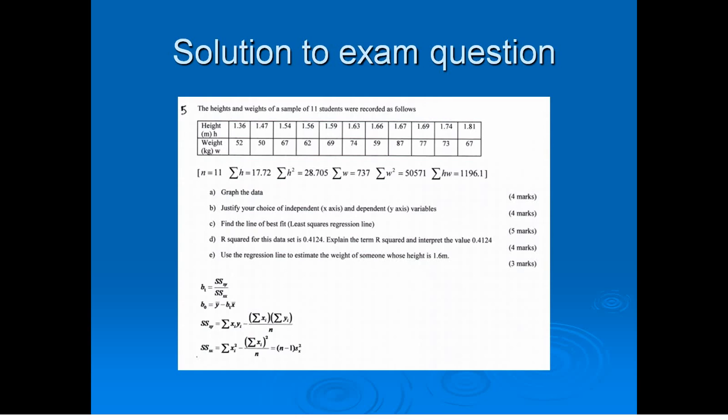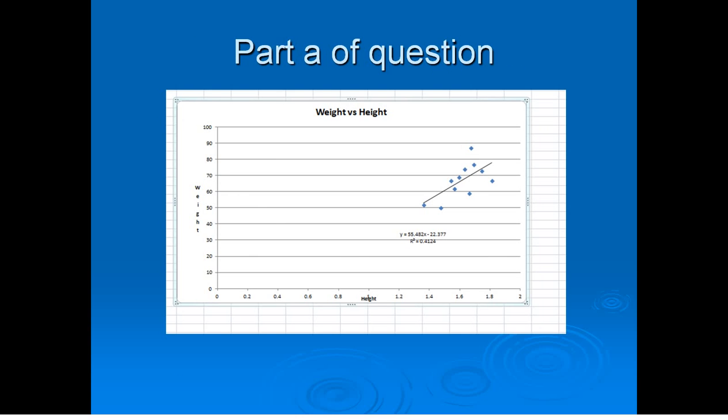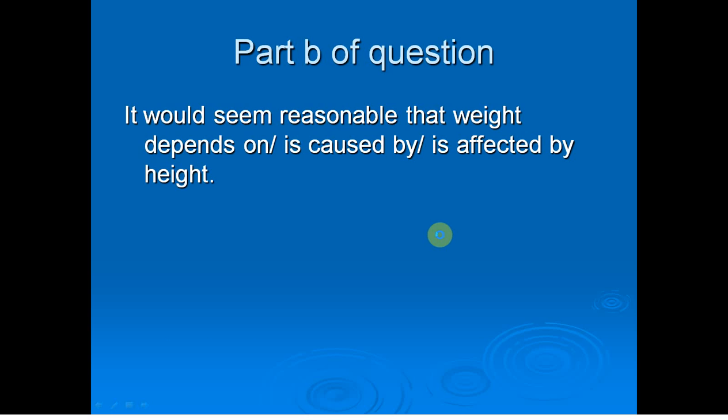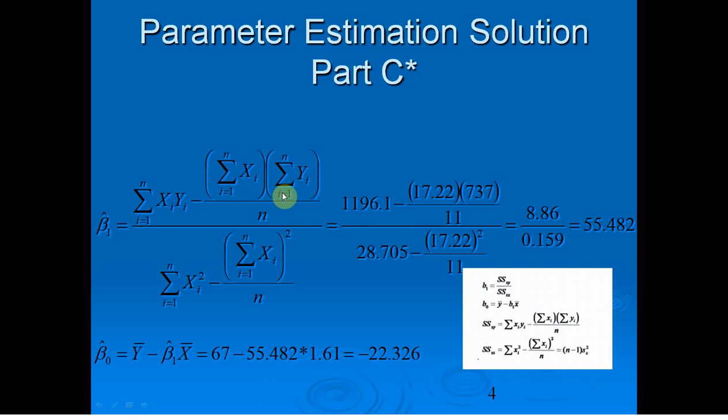Part C of the question: find the line of best fit, which Excel has given there, by the way, but we have to do this by hand. The formula is given here. So, slow down a bit. Sigma xy is 1196.1, sigma x is 17.72, sigma y is 737. The number of observations is 11.